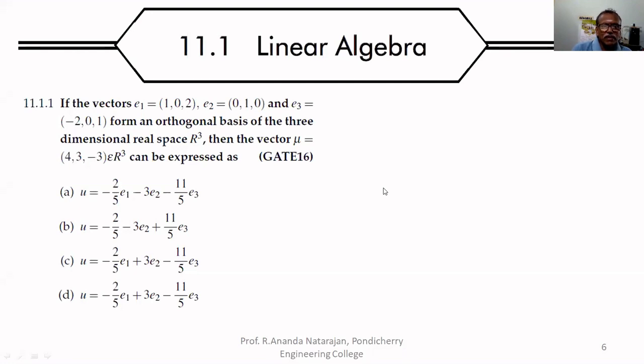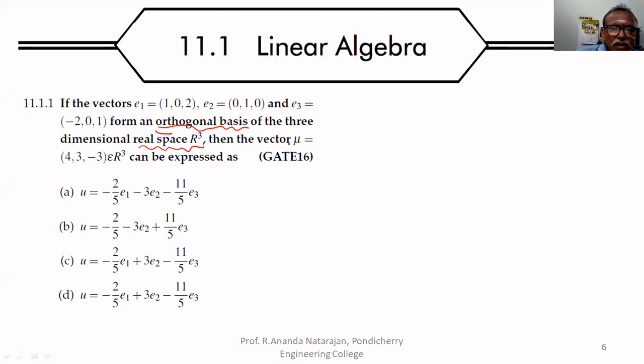The first sum is: if vectors E1, E2, E3 form an orthogonal basis. We must understand what an orthogonal basis is. It forms an orthogonal basis of three-dimensional real space R cube, which consists of all real numbers, three-dimensional.